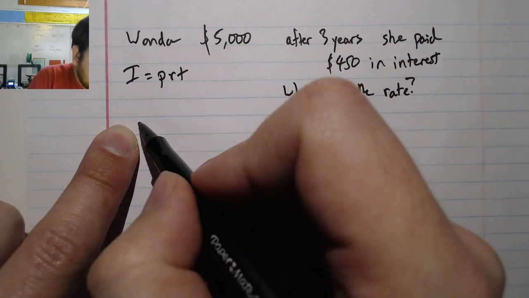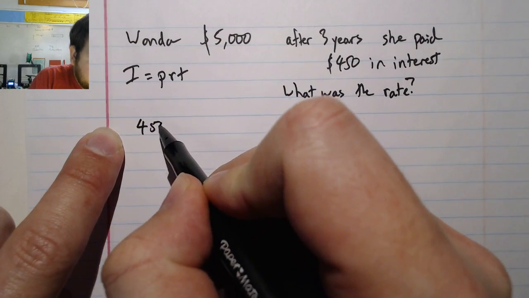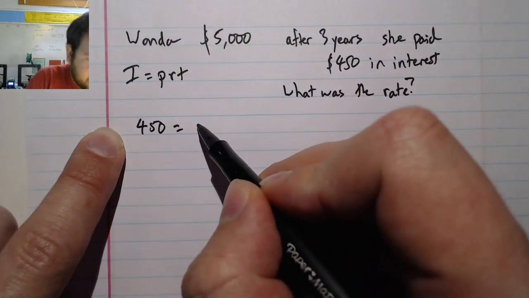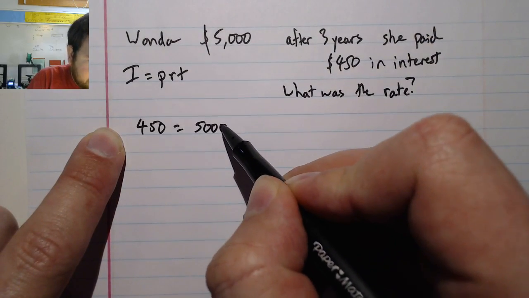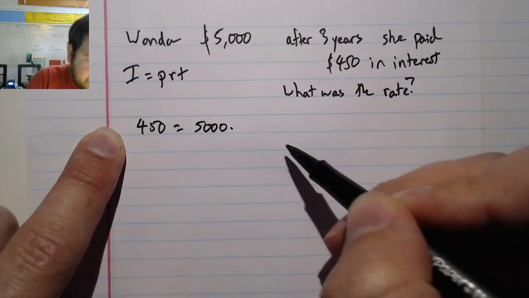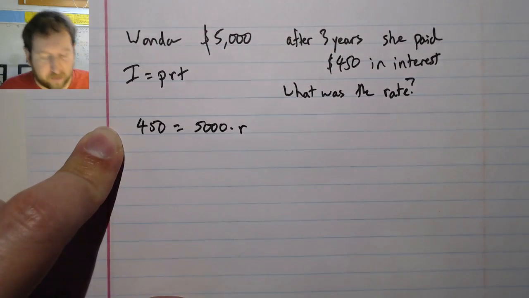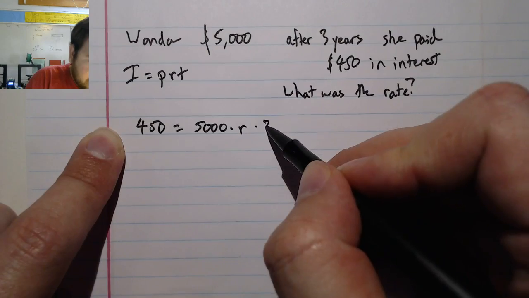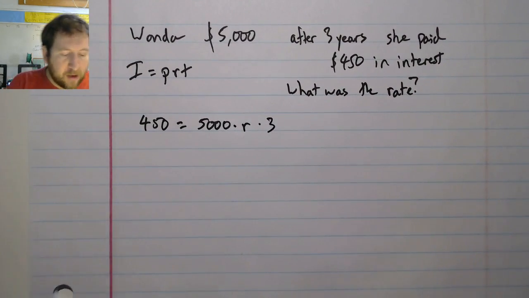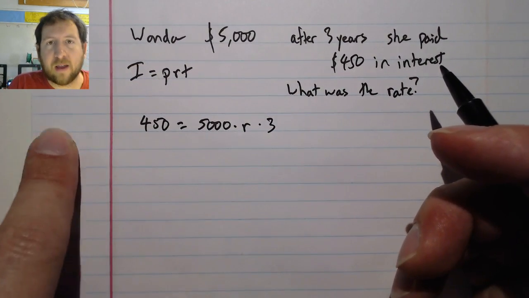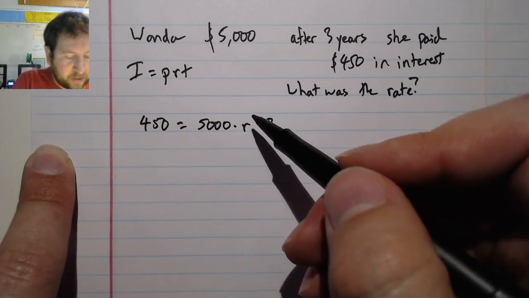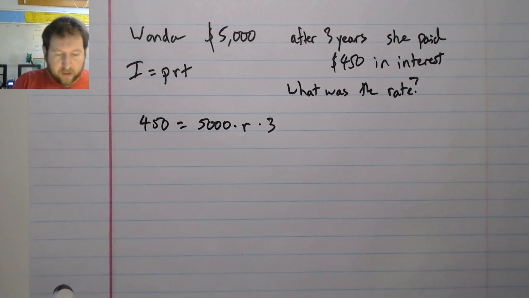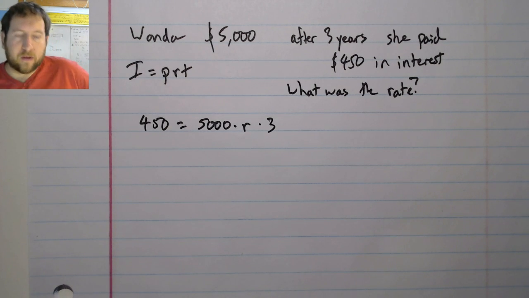Okay, my interest looks to be $450. I can just replace that in. My principal, that's what I started with, was $5,000. I'm going to multiply that by my rate, which I don't know, and I'm going to multiply that by my time in years, times 3. Okay, well, now I've got an algebraic formula here with one variable, and I can solve that fairly easily. Let me grab my phone so we can do some quick math.